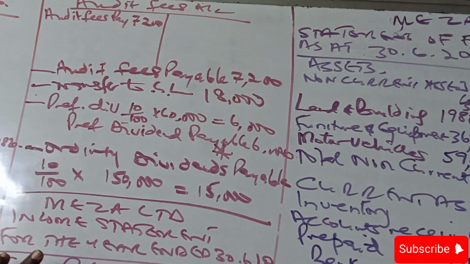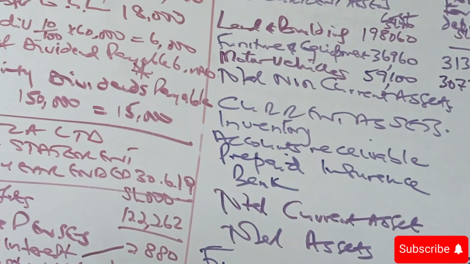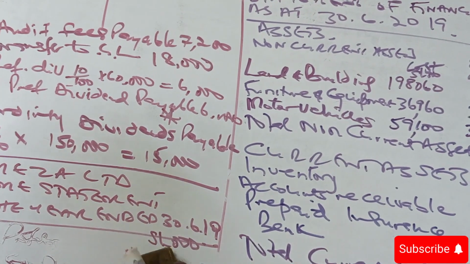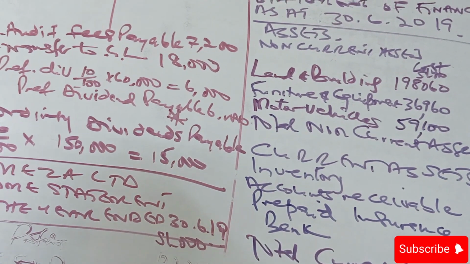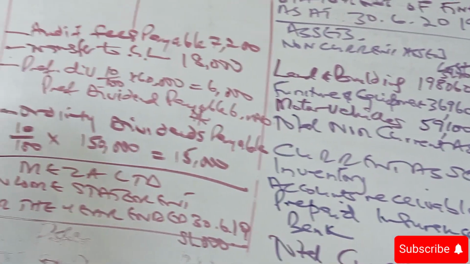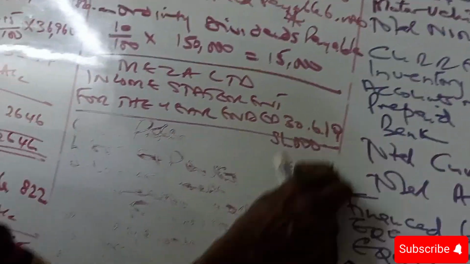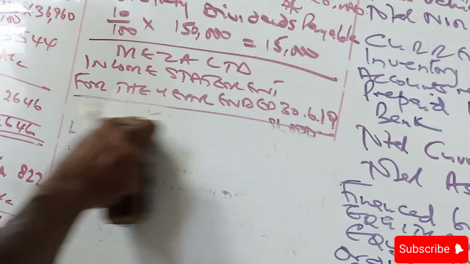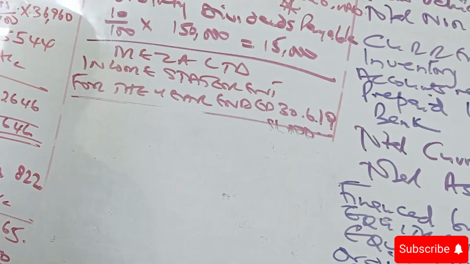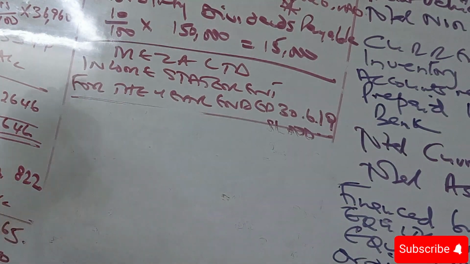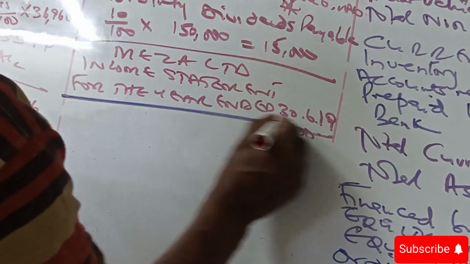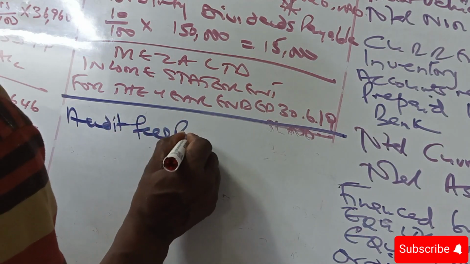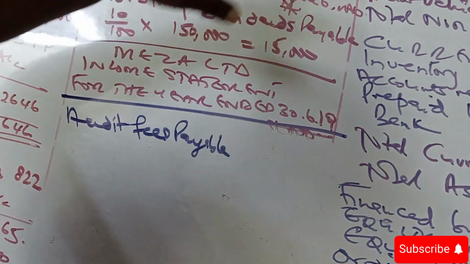We can actually delete this one so we can continue with our balance sheet here. So, audit fees payable, amounting to 7,200.